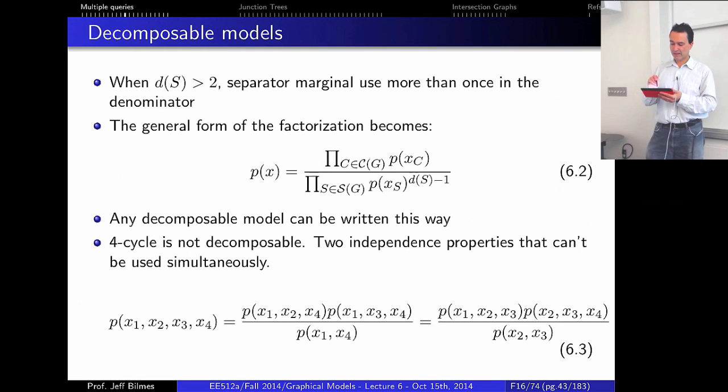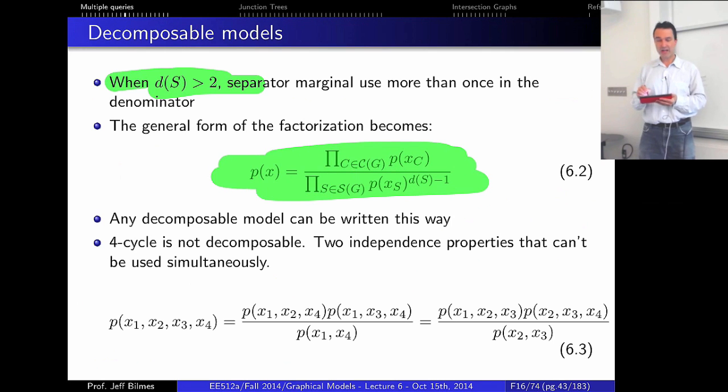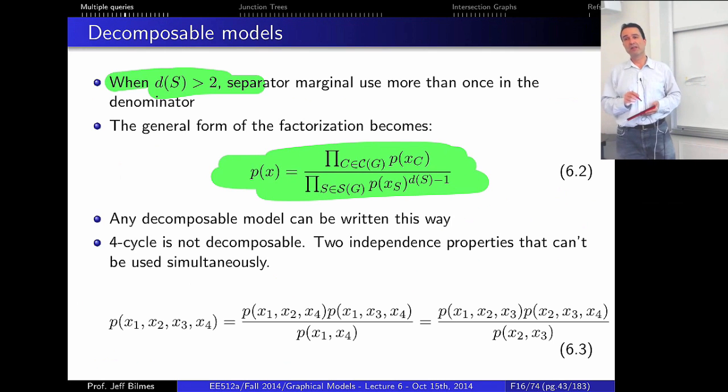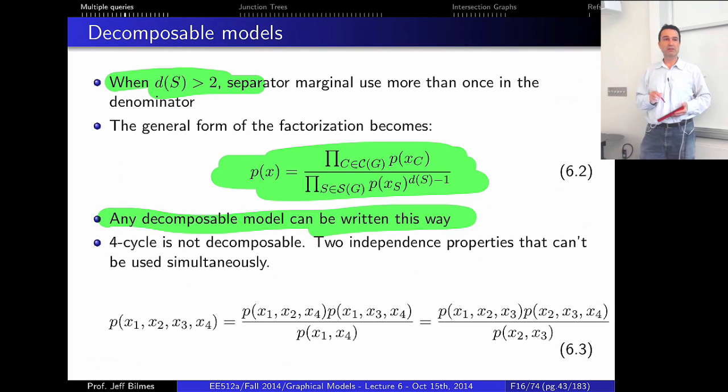One of the things corresponding to that is, when the shattering coefficient is greater than 2, the separator marginal is used more than once in the denominator. And so we have this general form of a possible representation of any joint distribution within the family of a decomposable graph. Basically, if you're a member of that family, you can validly be represented as in equation 6.2. So that's what this means.